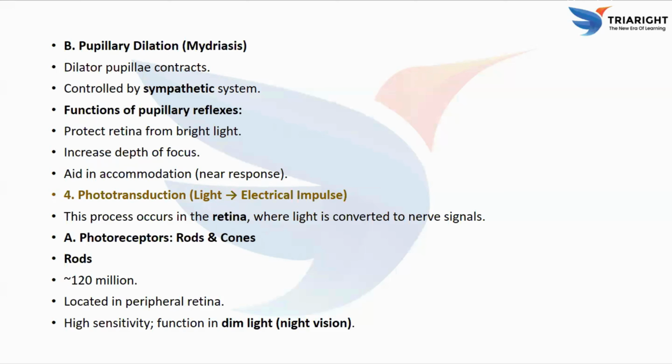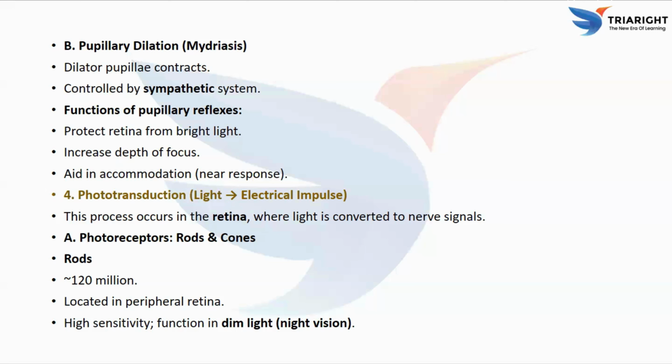So what are the functions of the pupillary reflexes? Pupillary reflexes help to regulate how much light enters the eye. So what do the main functions include? To protect the retina from bright light. Constriction prevents excessive light from damaging the photoreceptors. It also increases the depth of focus. A smaller pupil acts like reducing the aperture of a camera, so that the image becomes sharper.